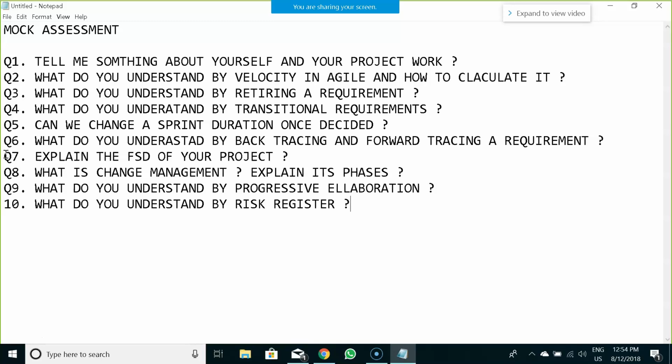A risk register is just a repository of all the risks identified in the project, like the nature of the risk, who we have to reference, and who is the owner, like who will take the responsibility of that risk.